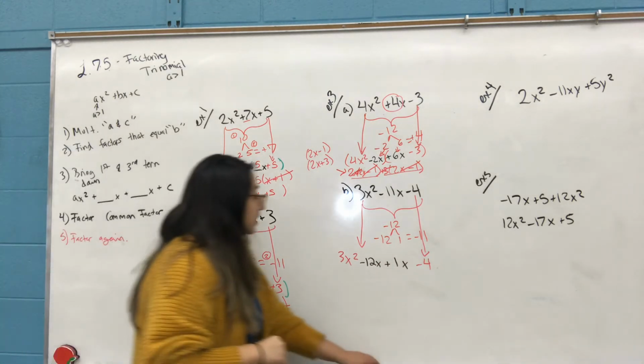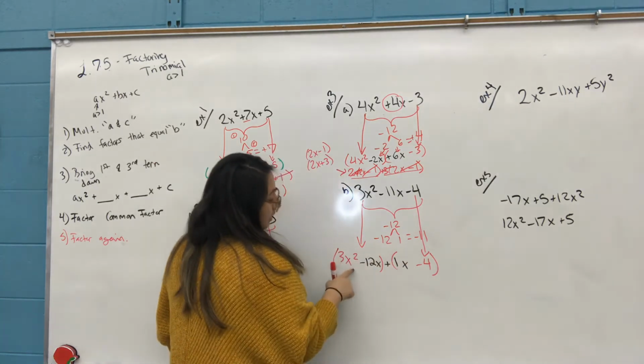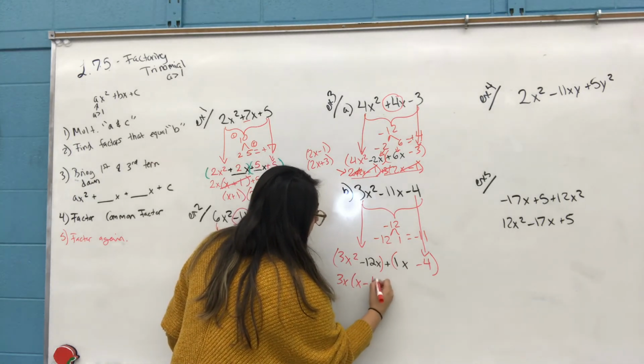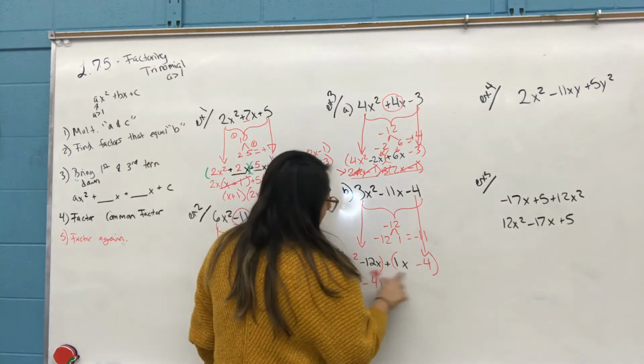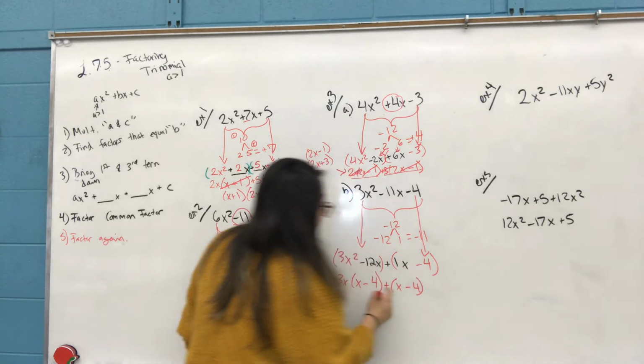Okay. Keep on going. Factor the first 2, factor the second 2. So here, 3x squared minus 12. I can factor out a 3x. I'm left with x minus 4. Here, there is nothing to factor out, so I'm just leaving it as x minus 4.